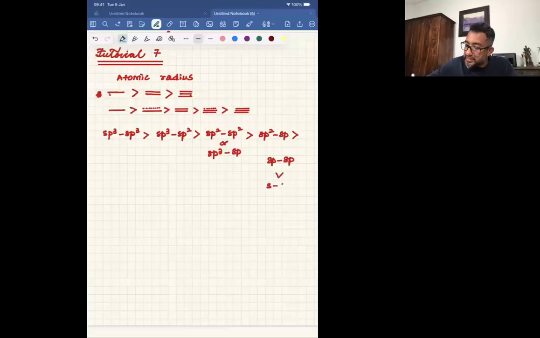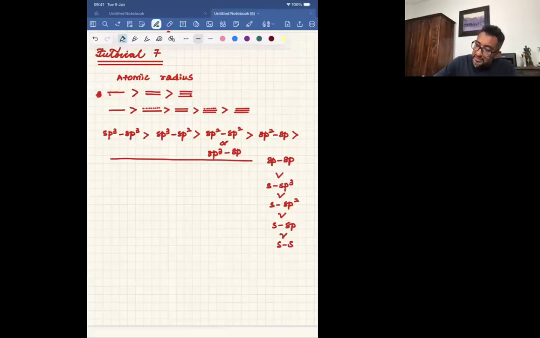And this is bigger than S and sp3 overlap. This is bigger than S and sp2. This is bigger than S and sp. This is bigger than S and S. So that way the radius decreases. In this direction the radius decreases. S and S means hydrogen, right? Hydrogen, something like that. So the radius decreases.